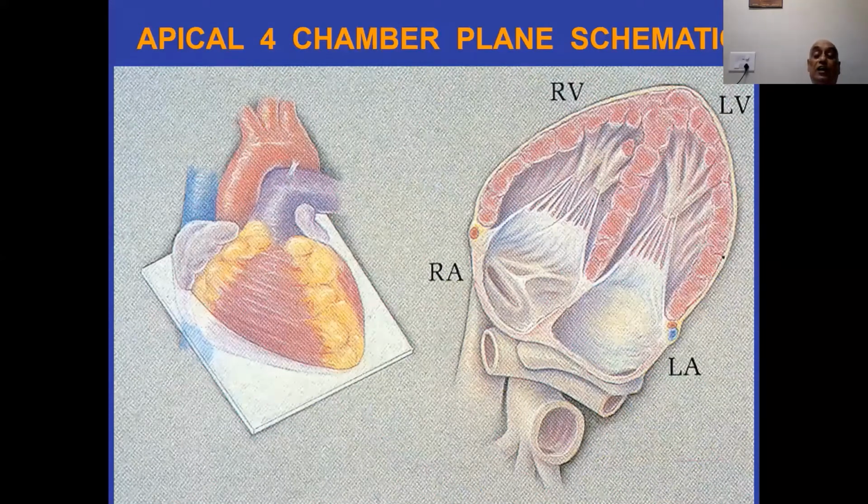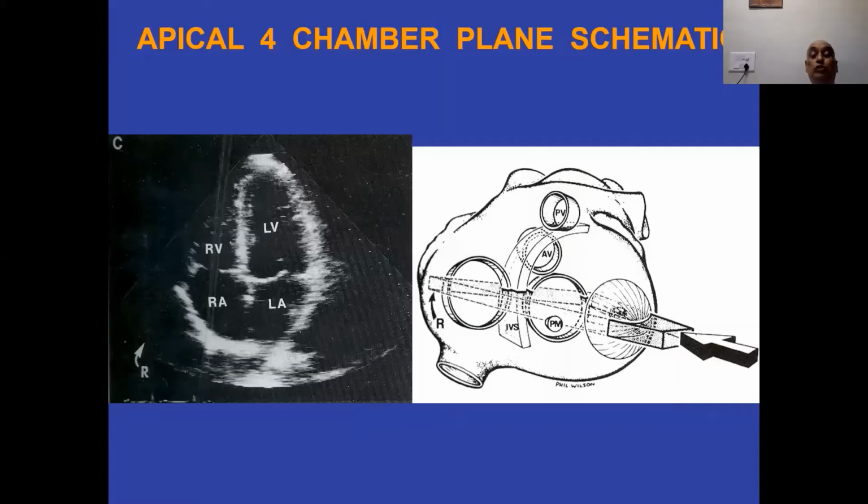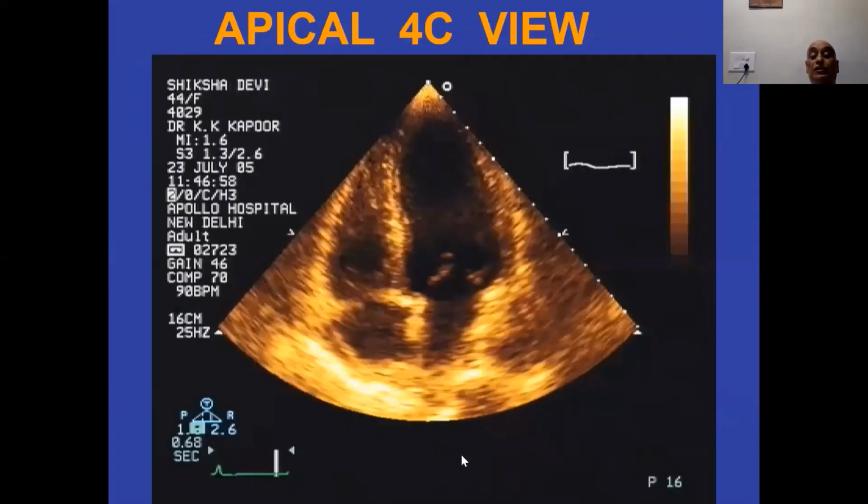As you put the transducer, you are actually able to see the four chambers, and you can see the wedge, which is going to cut the mitral ring, the tricuspid ring, the interventricular septum, the left ventricle, the right atrium, and the left atrium. So this is how you get this view. And this view you can see over here very clearly.